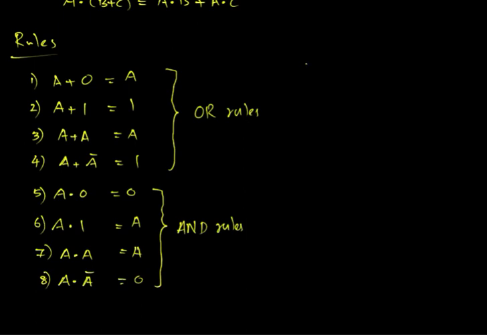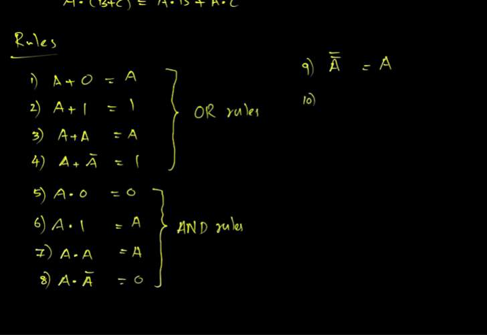Now if you consider some other basic thing, that is, if you take the complement of a and make the double complement, which we have discussed while discussing De Morgan's theorem, the double complement of a is a itself. So it is called the complement rule or complementation rule.